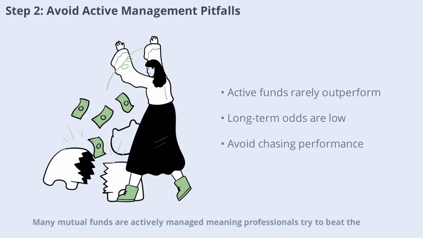Many mutual funds are actively managed, meaning professionals try to beat the market by picking winners and avoiding losers. While this sounds appealing, research shows that very few active managers outperform the market over the long term. In fact, the odds of consistently picking a winning active fund are slim. Instead of chasing performance, focus on strategies that are proven to work. By understanding the limitations of active management, you can avoid costly mistakes and set yourself up for better long-term results.